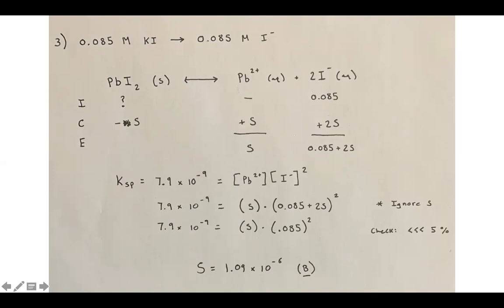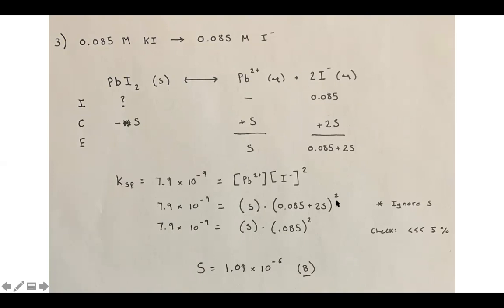Okay, so let's write our Ksp expression. Our Ksp, which is equal to 7.9 times 10 to the negative 9th, is equal to our concentration of lead times our concentration of iodide squared, because its coefficient is 2. Next I'm going to plug in my equilibrium amounts of both of these ions: S for lead and 0.085 plus 2S for iodide, and again, it's going to be squared.